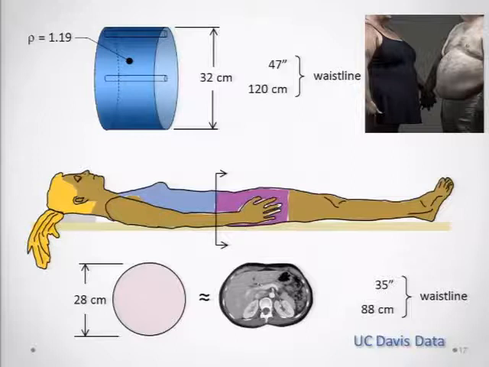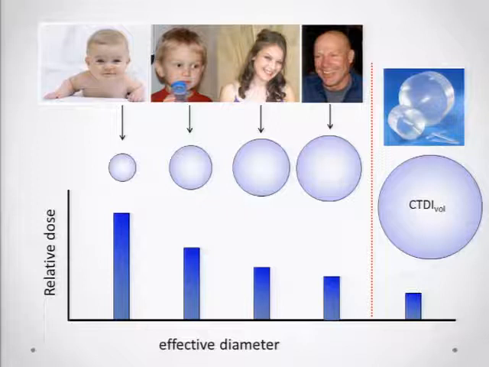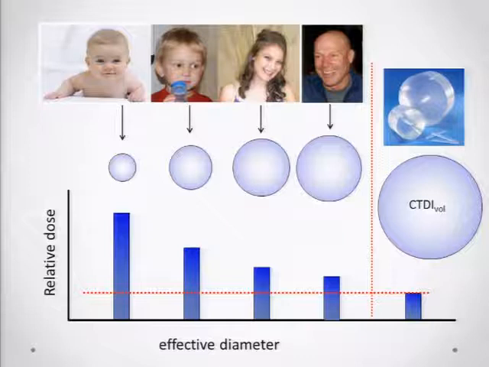And I'll point out that this is an increase in diameter, but obviously the area and hence the volume is really 85% larger by mass compared to the average patient. So that's a huge factor there. The consequence of this is that if you use the technique factors, kV, mA, pitch, and time, and get a CTDI factor for that, it definitely underestimates the dose to smaller patients, and the underestimation becomes worse as the patient gets smaller, as you can see by those bar charts and the little red dotted line.